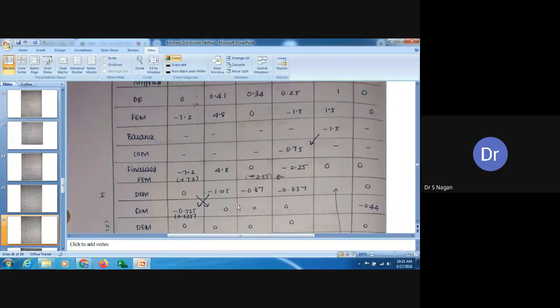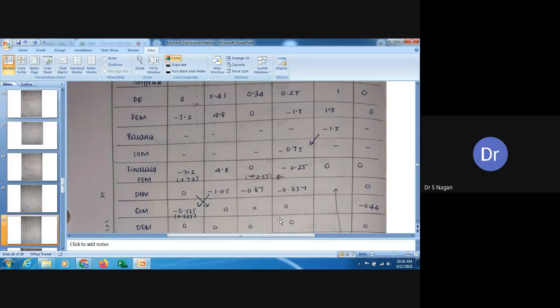Then come to joint D. At joint D, already everything is zero, therefore no need to balance. So zero will be the distributed moment. And here I have closed the path. Here I have minus 0.44, plus 0.44 needs to be applied, multiplied by the appropriate distribution factor, therefore zero. So the distributed moment value indicates that no further iteration is required. Therefore, we can complete with this. This indicates convergence. We call this convergence.